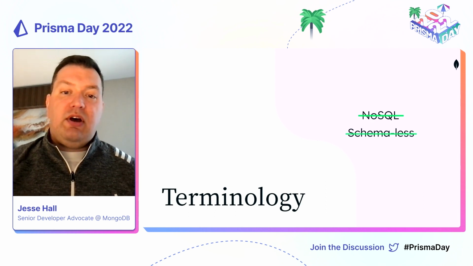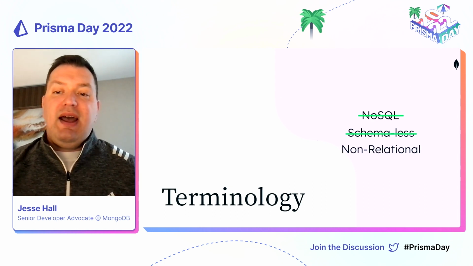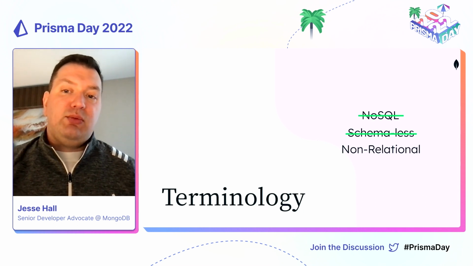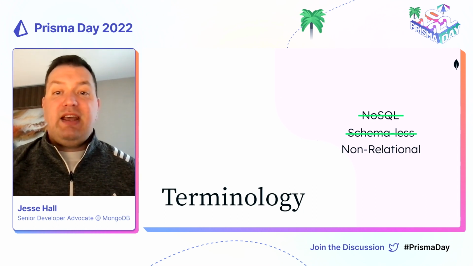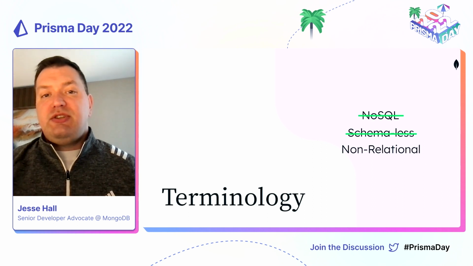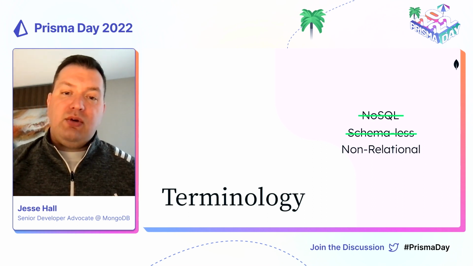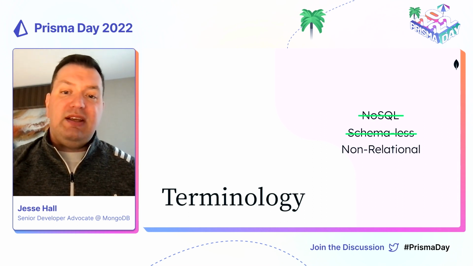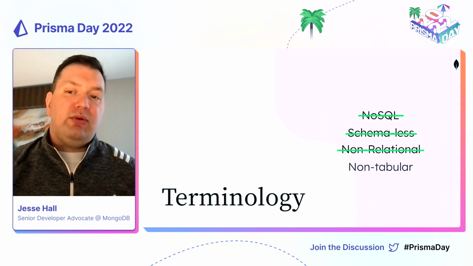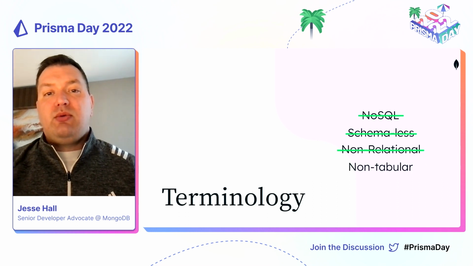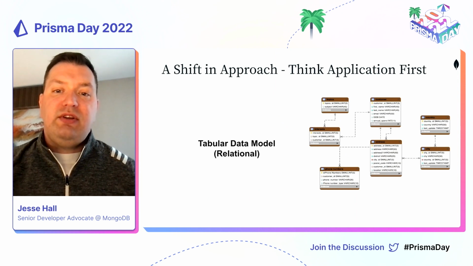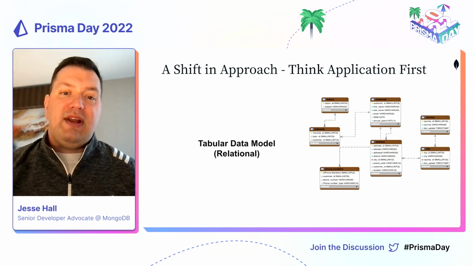And then others also refer to MongoDB as a non-relational database. And again, this isn't a great description because relational data can be stored in MongoDB, it's just stored differently. And so really the best category to put a document database like MongoDB in is non-tabular. We don't store data in tables with rows and columns. And so it requires a shift in the way you approach storing your data.